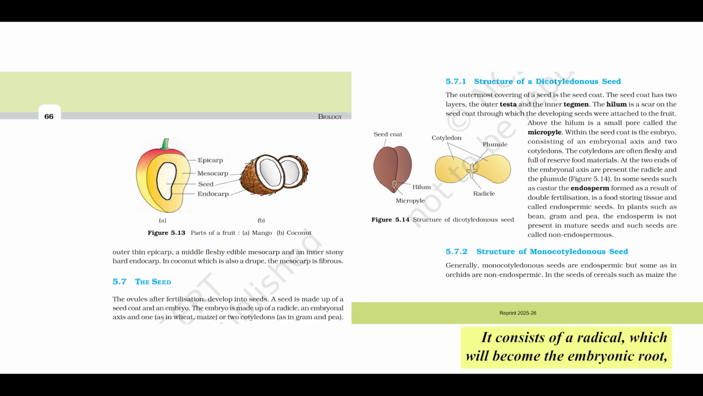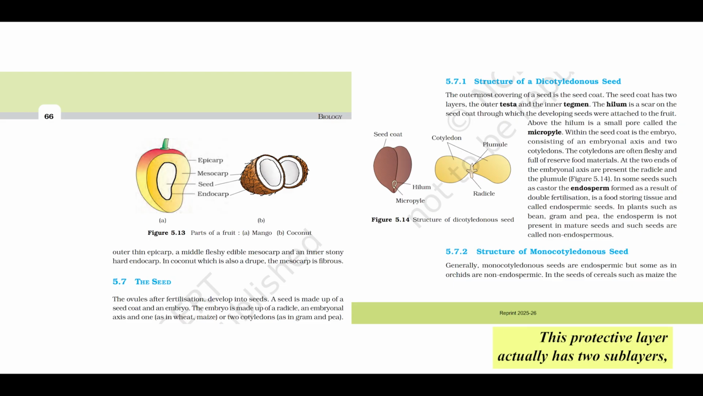It consists of a radicle, which will become the embryonic root, an embryonal axis, the central stalk connecting the parts, and either one or two cotyledons, which are embryonic or seed leaves. Let's first examine the typical structure of a dicotyledonous seed, using common examples like gram (chana) or pea (matar). Please refer to figure 5.4 in your study material to follow along with the parts. It helps to visualize. Okay, the outermost covering is the seed coat.